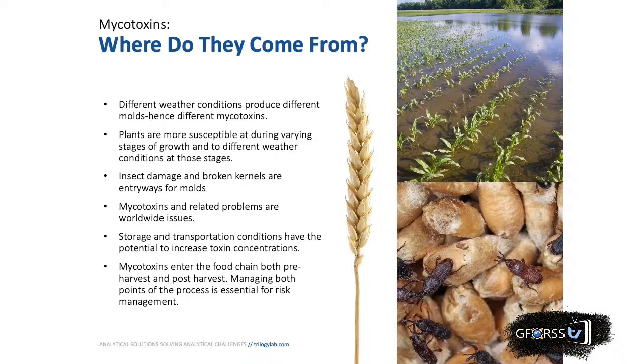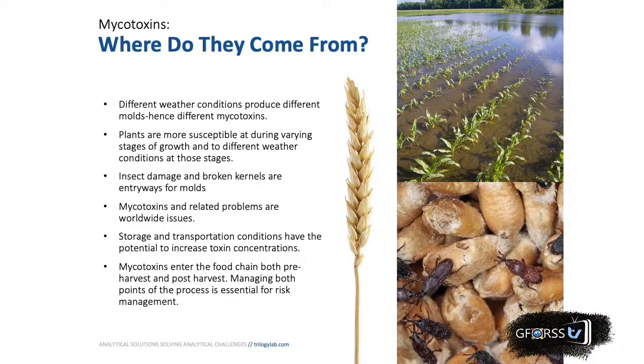So, where exactly do these toxins come from? Well, different weather conditions produce different molds, and each mold produces different mycotoxins. So weather conditions typically are associated with different toxins. For instance, the molds that produce deoxynivalenol, which is also known as DON, or vomitoxin, typically prefer wetter, cooler conditions.